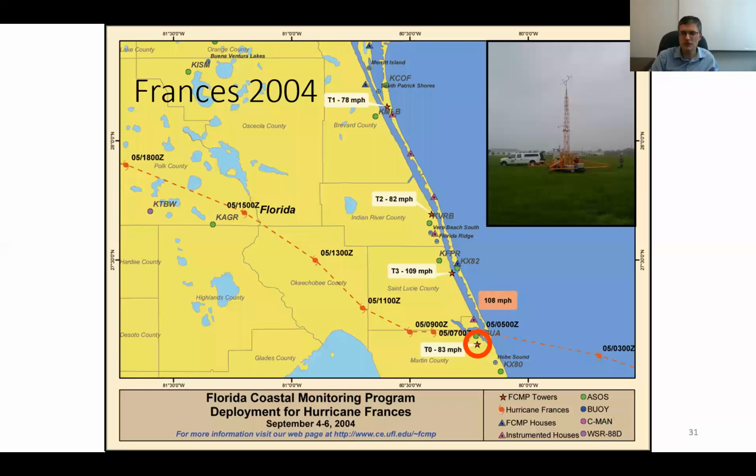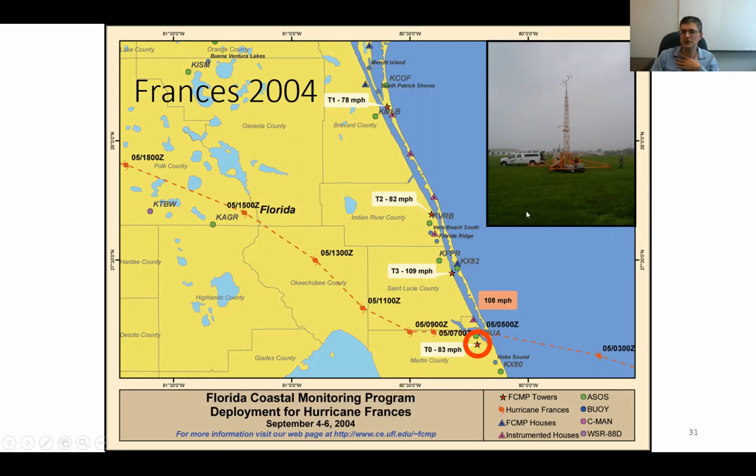I'll take you into the field briefly to show a time trace and illustrate something. This is a map of a portion of Florida. It's basically the southeastern coast of Florida. There's Lake Okeechobee down at the bottom. This was Hurricane Frances in 2004 impacting Florida. This is the center line of the eye wall track.